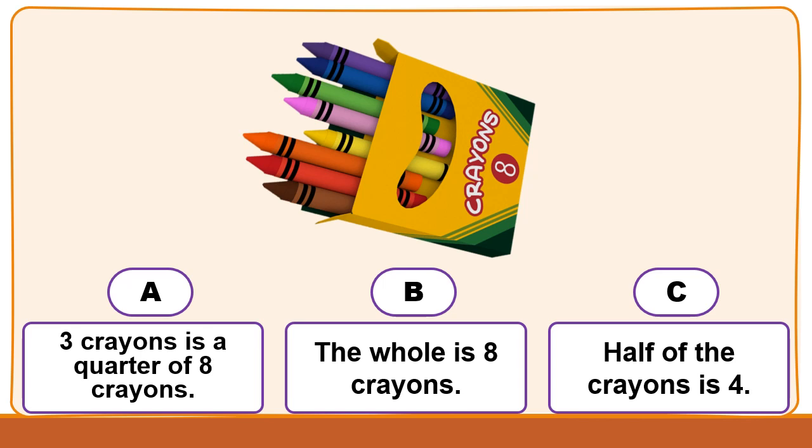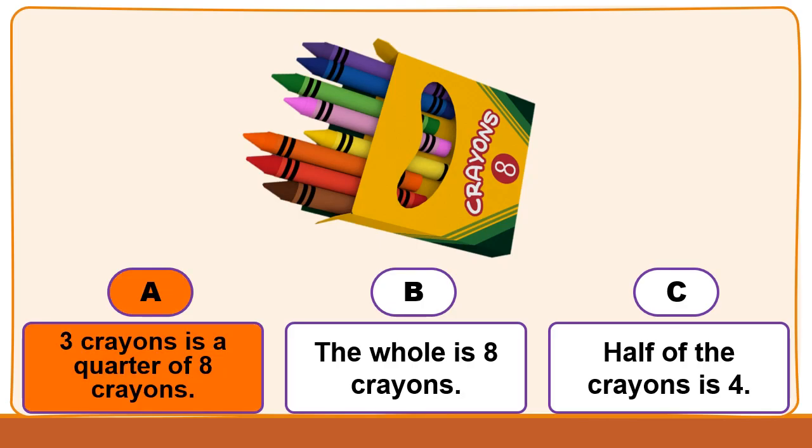Now, let us check. So, children, what is your answer? Is it A? Let us see. And you are correct. The first statement is just a fib. It is not true because 3 is not the quarter of 8. 2 is the quarter of 8. Therefore, statements B and C are both true.